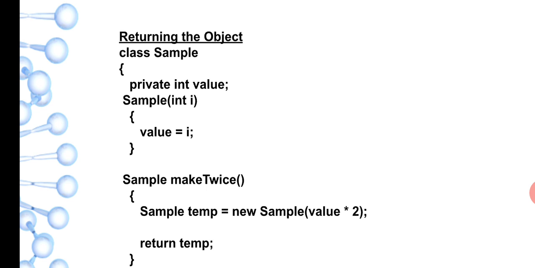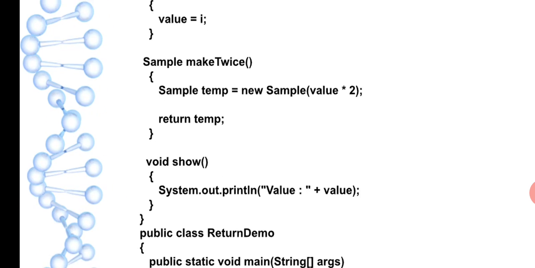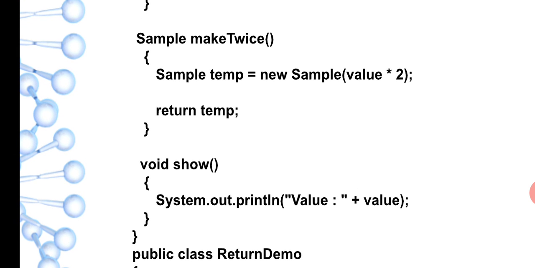So 10 into 2, 20 will be passed to the constructor. So now sample of int I will have the value 20. The same 20 will be assigned to value. Okay. Now after that what are you going to do? Now you are returning temp. What does returning temp mean? Temp is an object, isn't it? Object of type what? Object of type sample. That is a class, isn't it? So that means all three objects are having the same data type, that is nothing but the sample class, isn't it? That is a user defined data type.